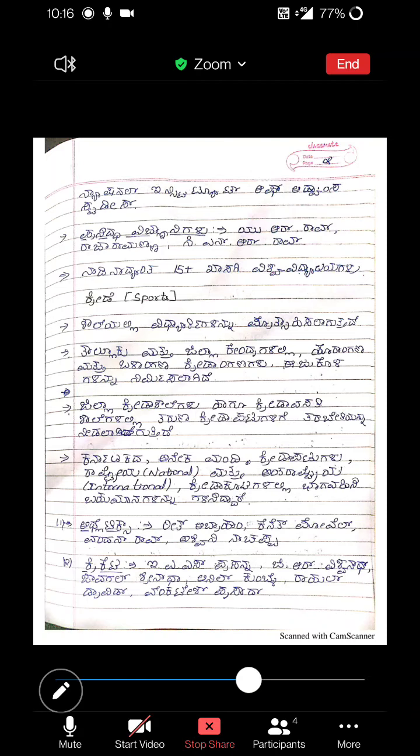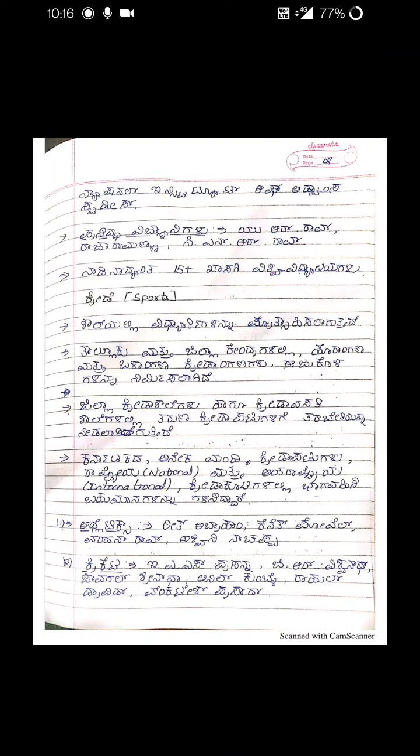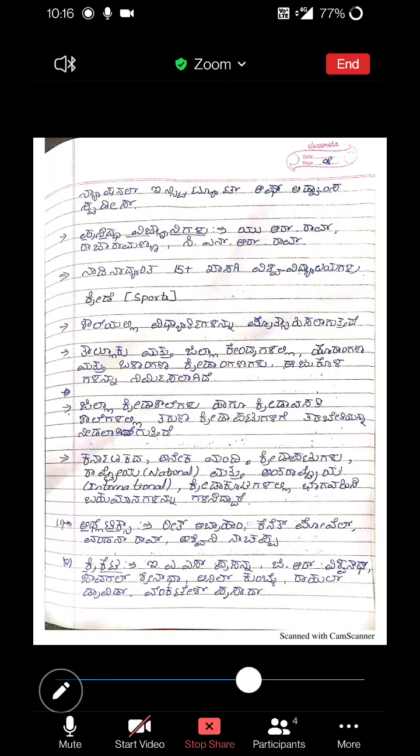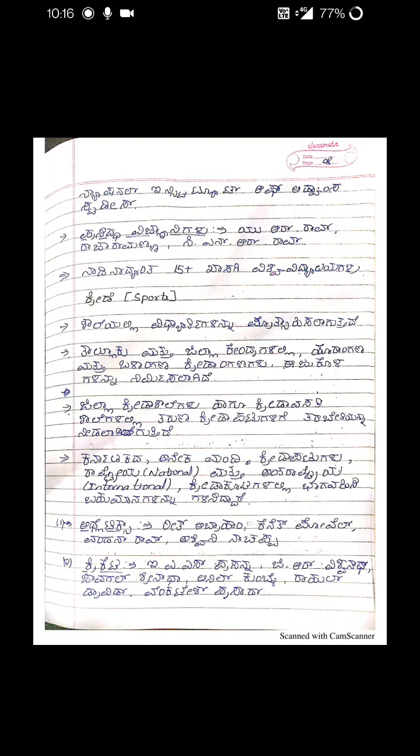There are 15+ private universities in Karnataka. The next concept is ಕ್ರೀಡೆ. ಕ್ರೀಡೆ means sports.